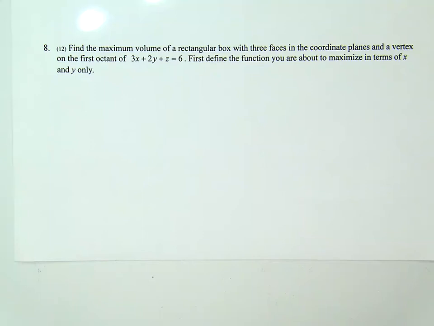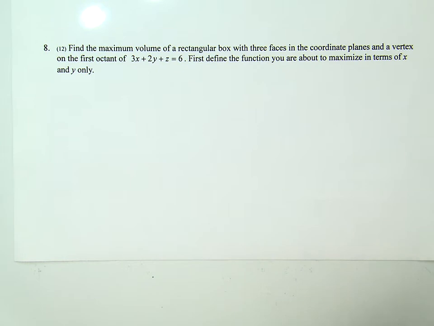The following is from Summer 2009 Math 263 Past 2, number 8. Find the maximum volume of a rectangular box with 3 faces on the coordinate planes and a vertex on the plane 3x + 2y + z = 6 in the first octant.